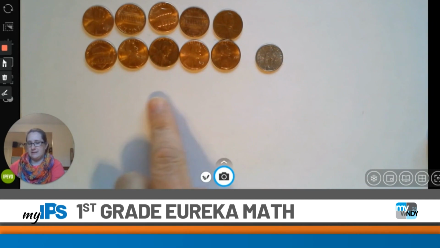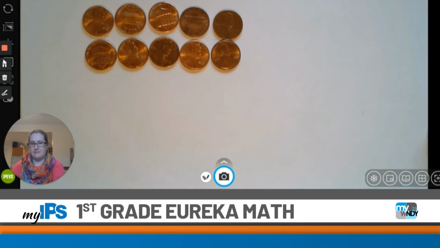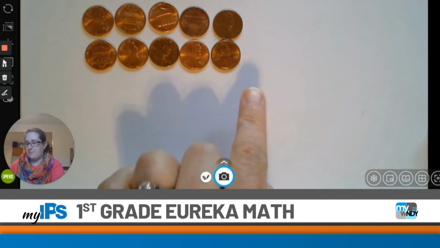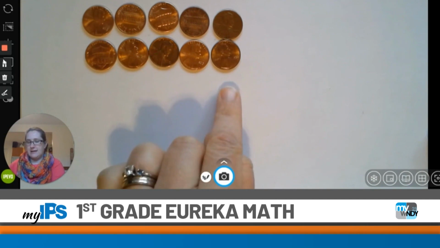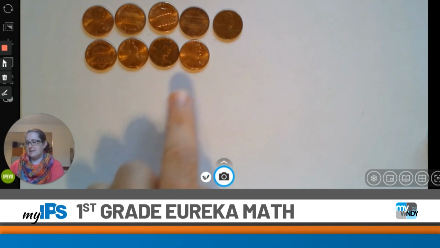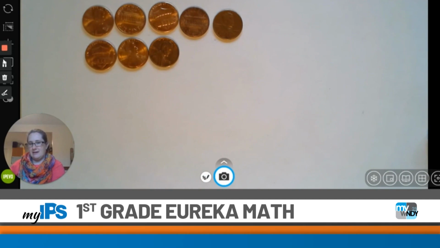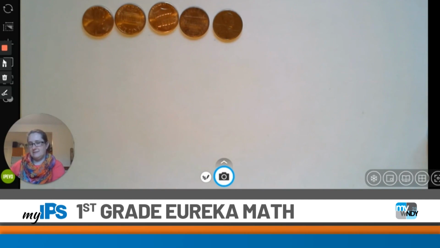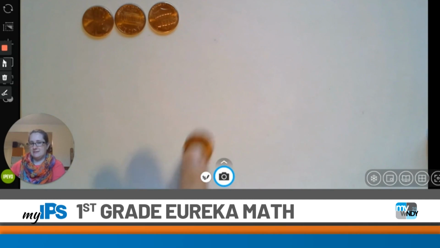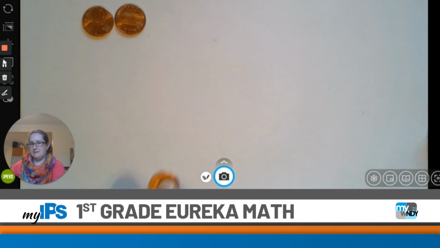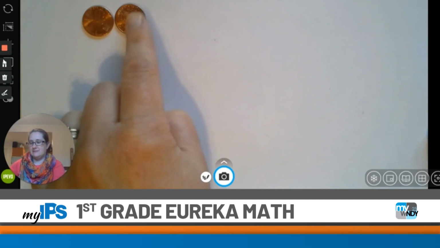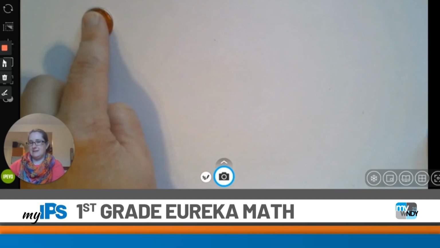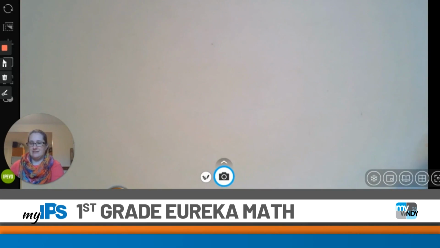10 pennies equal 1 dime. So we're going to get rid of our dime. Now let's count backwards from 10 cents. 10 cents, 9 cents, 8 cents, 7 cents, 6 cents, 5 cents, 4 cents, 3 cents, 2 cents, 1 cent, 0 cents. Great job.